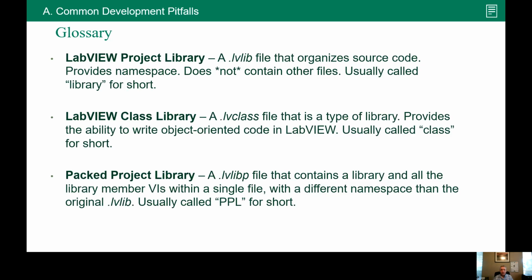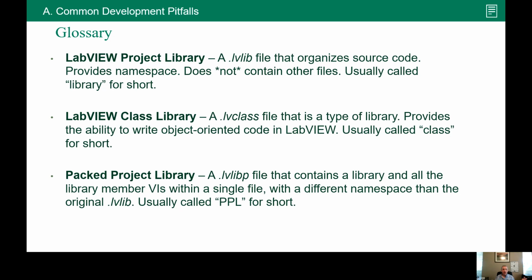So just to give a little bit of a glossary here, because I'm going to be throwing around a lot of terms in this part of the presentation. A LabVIEW project library is a .lvlib file. It is a single file that organizes your source code, but the source code is not contained within the project library. So .lvlib is a single file on disk. It's an XML file, in case you're curious. And within that file is basically a list of all of the VIs that are members of that library. And those VIs are separate files on disk.